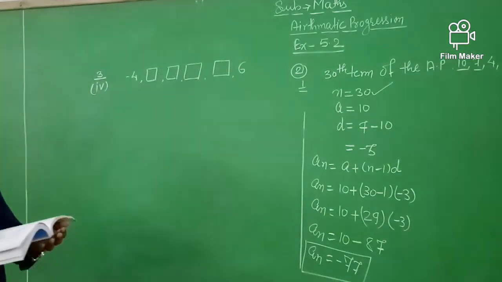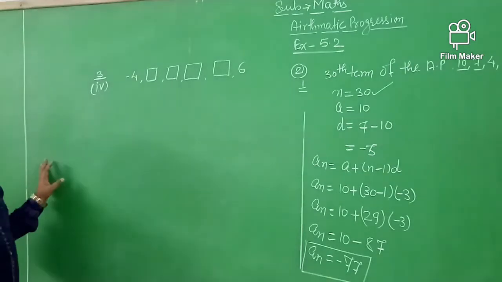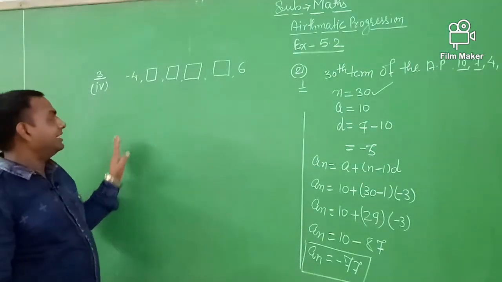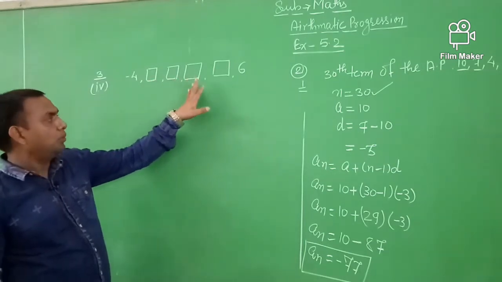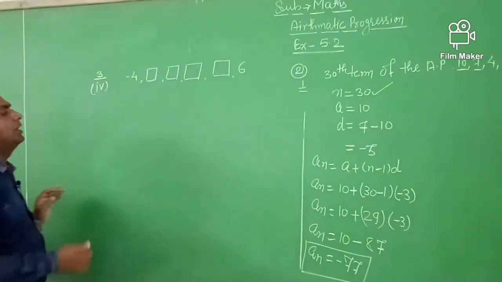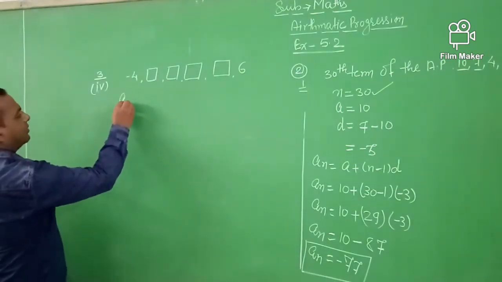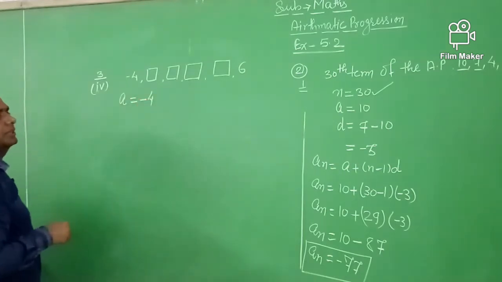How can you fill up the missing places? In the case of an arithmetic progression, this is the first term, this is the second term, third term, fourth term, fifth term and sixth term. So the first term is denoted by a, and here a is equal to minus 4.